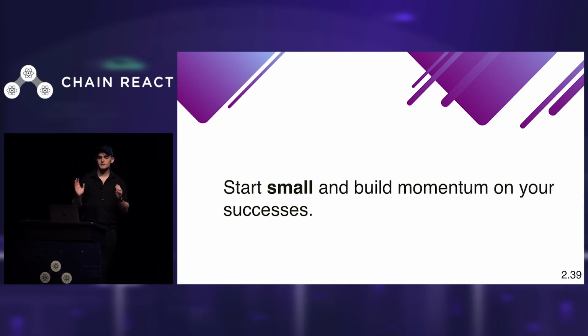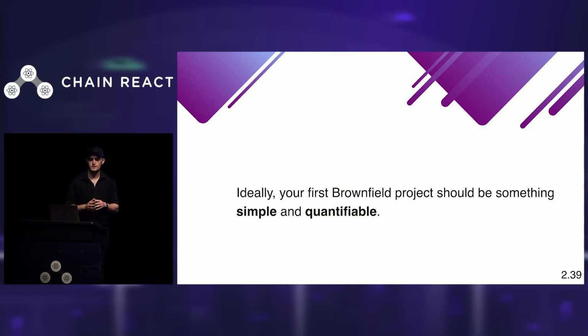So I endorse the Charlie Cheever approach. Start small and build momentum on your success. Ideally, your first Brownfield project should be something simple and quantifiable. A lot of native engineers will see the word JavaScript and think, oh, this is going to be really slow and buggy. If you start out with a small screen, a promotional dialogue, an about screen, a settings screen, or whatever, you can put those fears to rest, or at least mitigate some of them and build momentum.